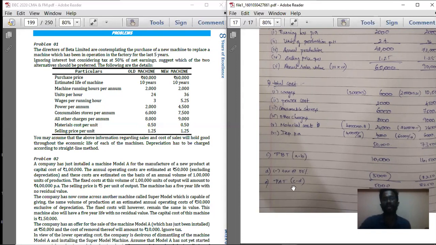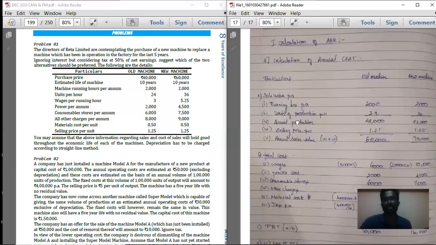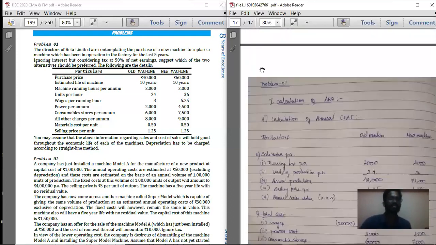Small e, profit after tax, within bracket C minus D. Profit before tax minus tax, you will get profit after tax. So with that we have calculated what is profit after tax. What else we need? We need the average investment. We can also go with initial investment so that we'll get ARR.